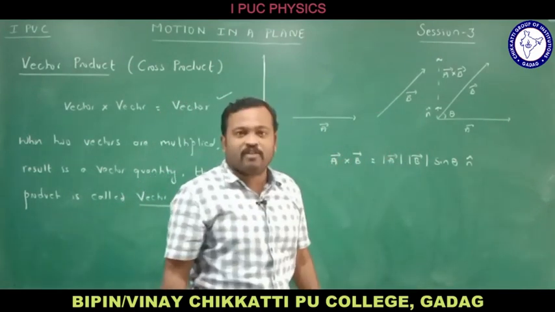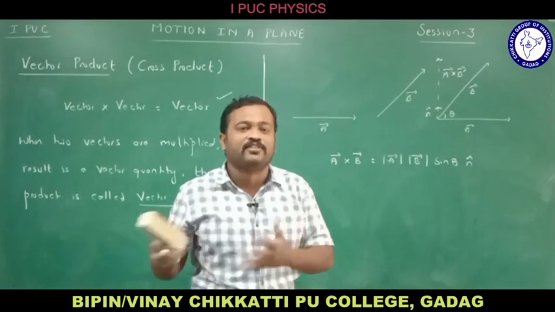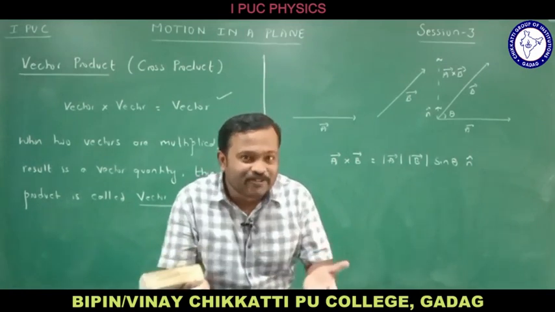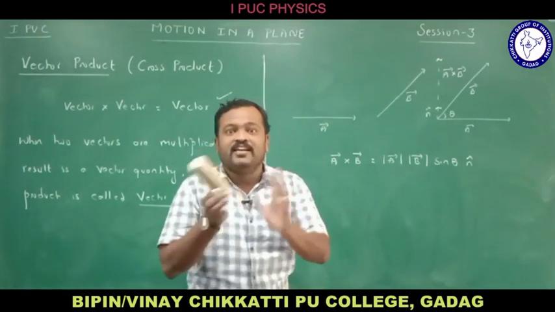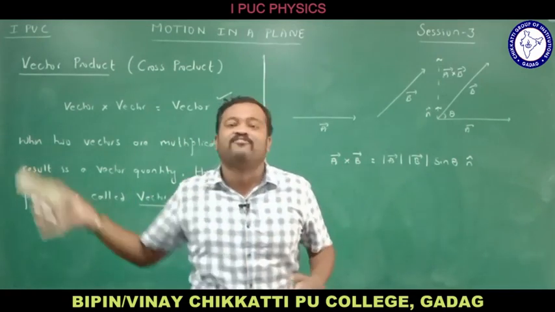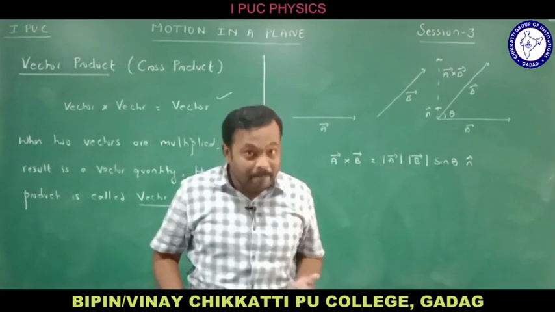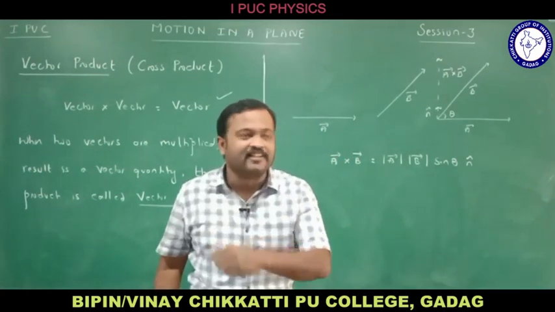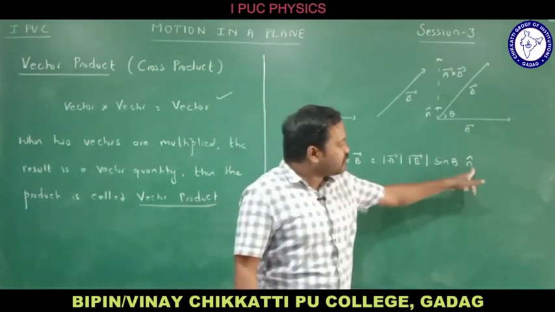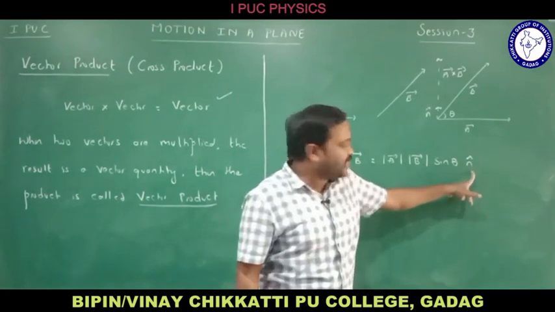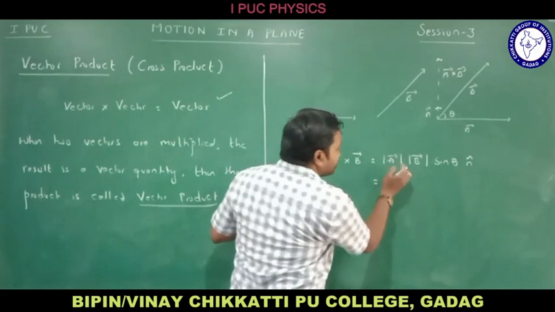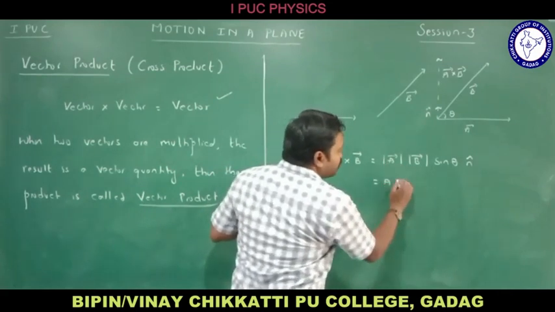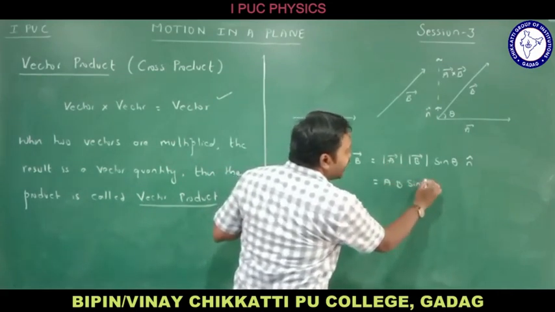This is the formula. Why did I not write any direction for the scalar product? Because the result was a scalar. What is the meaning of scalar? It does not have direction. That's why I have not written any n cap in the earlier formula. But here the result is a vector, that's why we need to write a direction. So I wrote it as n cap, in the direction of A cross B. This can be written as: modulus of A is A, modulus of B is B, and sine theta.